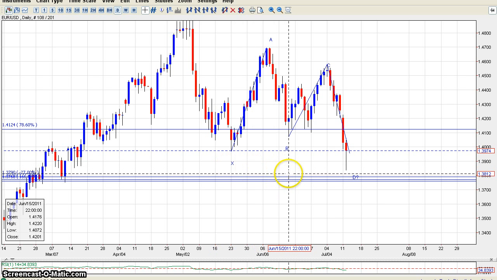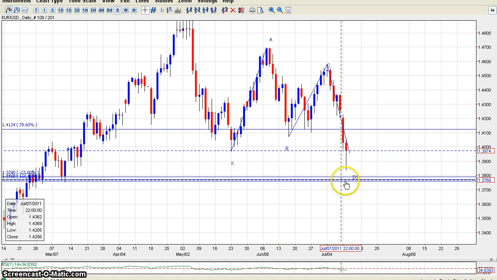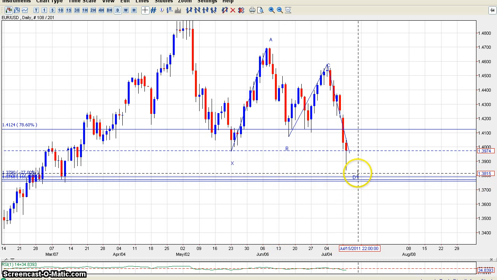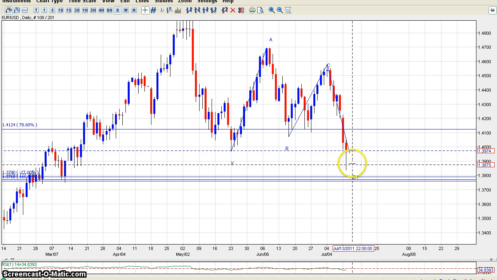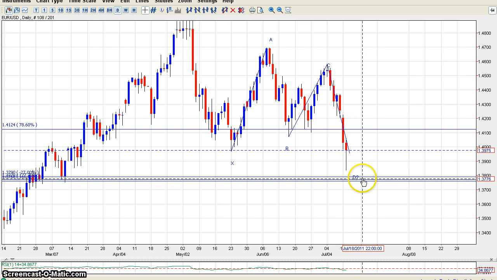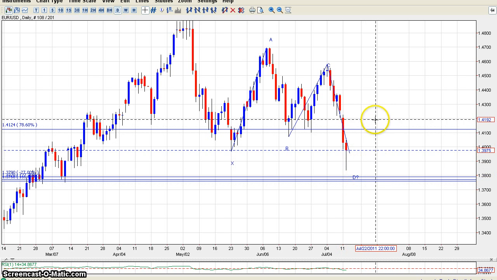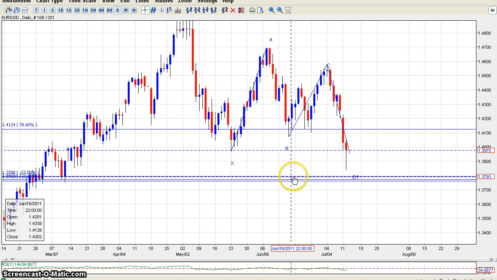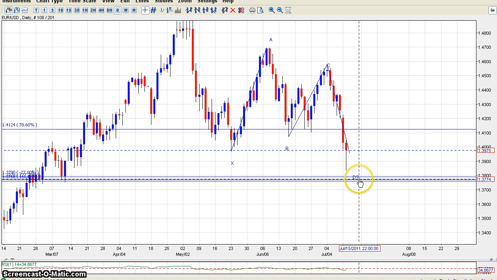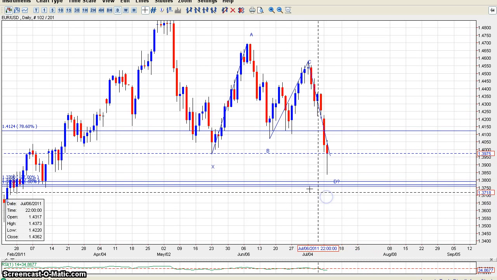Based on that, if you count the number of days from X to B and project that from B to D, this pattern should be completed tomorrow. But that's in an ideal world. But ideally, the entry should be triggered before the end of this week, although the target is probably next week or 2 weeks from now. Based on the time analysis, it should be triggered tomorrow or Thursday. But anything is possible in this market.